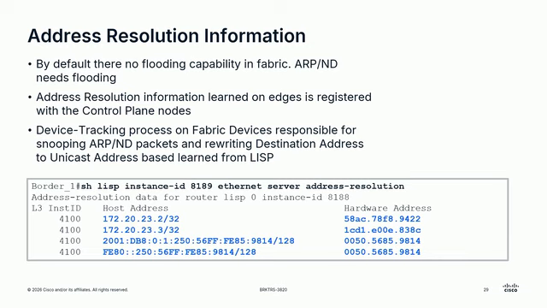So device tracking, as I said, it's running on all the edge devices. It's learning your IPv6 address, it's learning your IPv4 address, and the MAC address associated with it, and it's registering it with a control plane node.